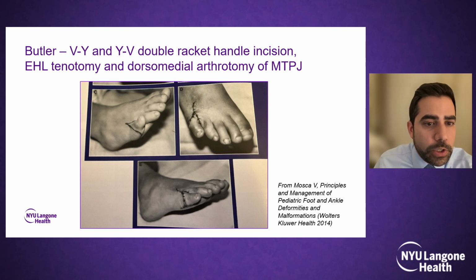The Butler procedure is basically two racket incisions. One is the V that becomes a Y, and that's the dorsal one, and the plantar one is a Y that becomes a V, and that's when you bring down the toe. In addition, you perform an EDL tenotomy and dorsomedial arthrotomy of the joint, thereby bringing the toe into alignment with the rest of them.